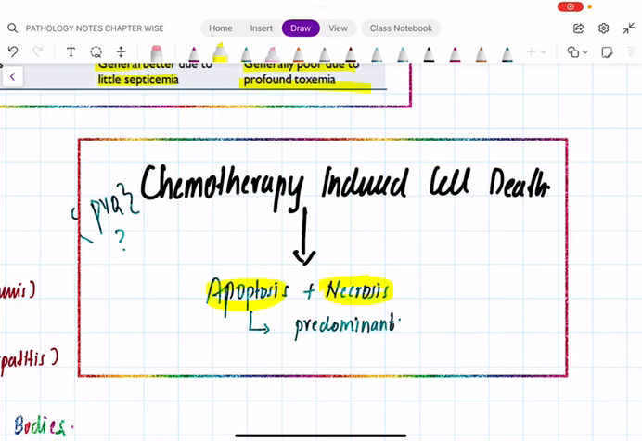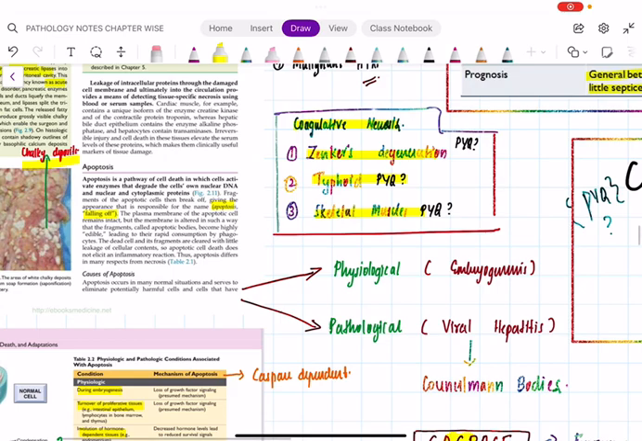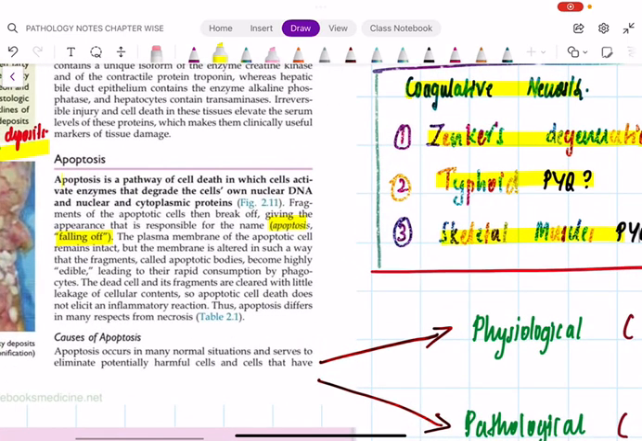Both will happen. If they ask for a single best answer, you have to go for apoptosis. That is the predominant way of cell destruction. What is apoptosis? It is a programmed cell death. It is a pathway of cell death in which the cells activate enzymes that degrade their own nuclear DNA, nuclear and cytoplasmic proteins. Apoptosis means falling off. It is a programmed cell death.